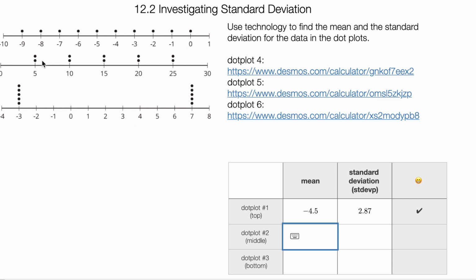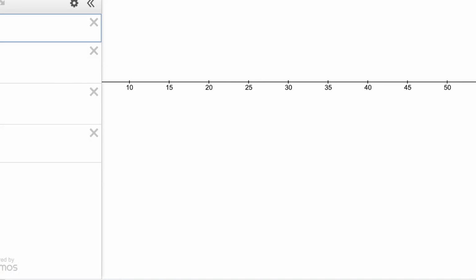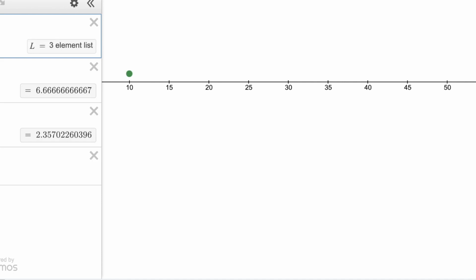Okay, and then dot plot 2. We have two numbers on 5, 10, 15, 20, and 25. Again, you do not have to keep up with this part. You can simply watch and then put in the summary statistics. Whoops, that's not right. Okay, so I have 10 element list. My mean is 15 and my standard deviation is 7.07.